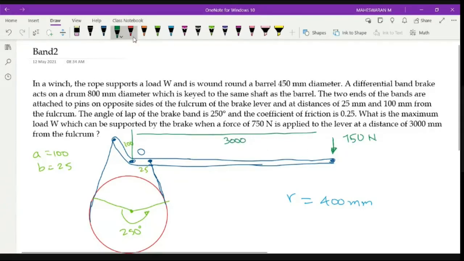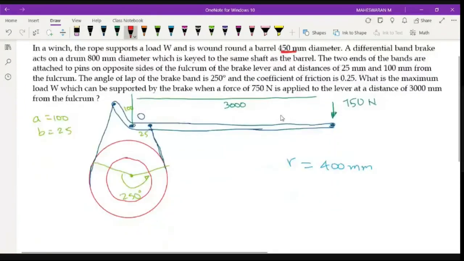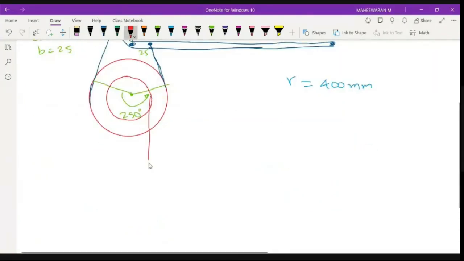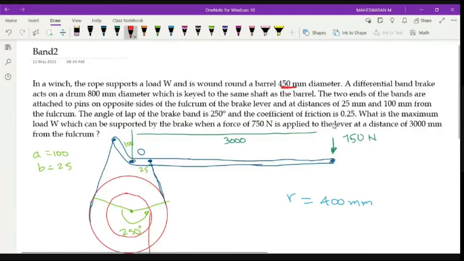Other than this, there is one more thing. You have another circle here, which is the barrel diameter. On this barrel you have the weight W. So my aim is to identify the maximum load W that can be withstood. That is my question.